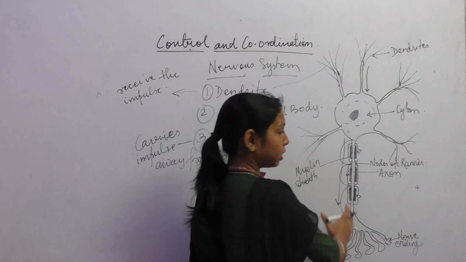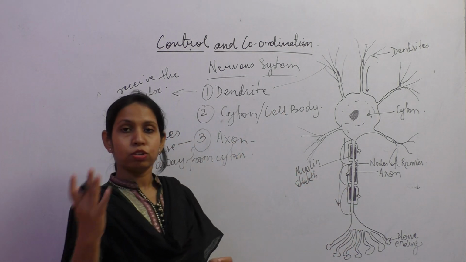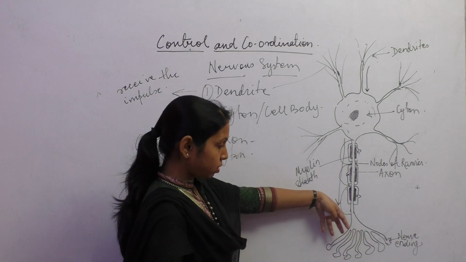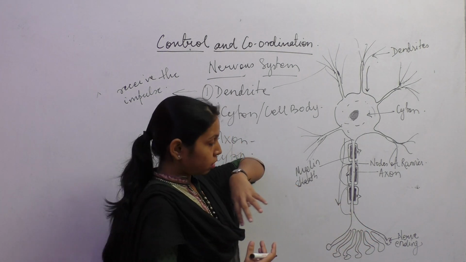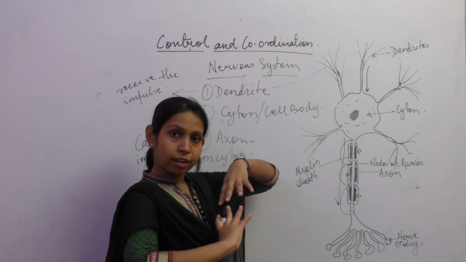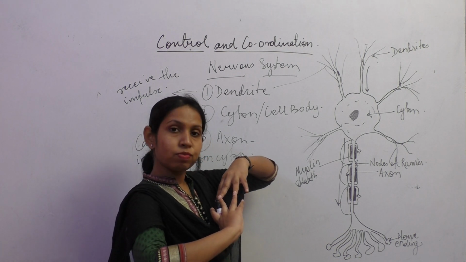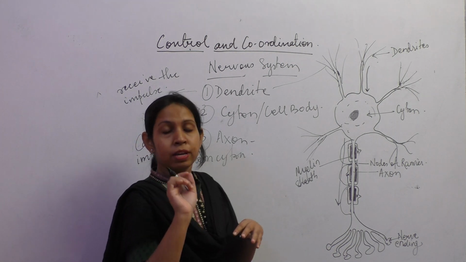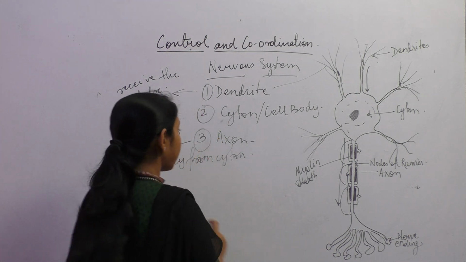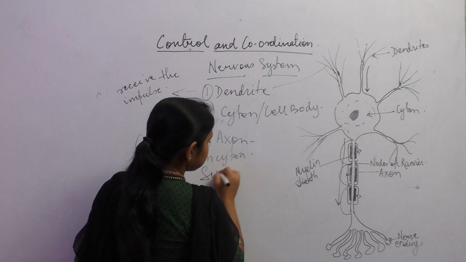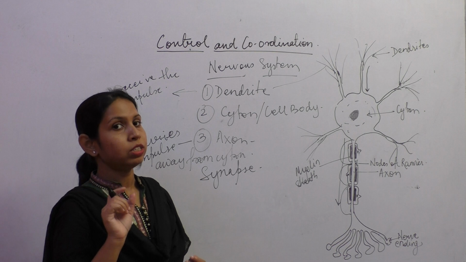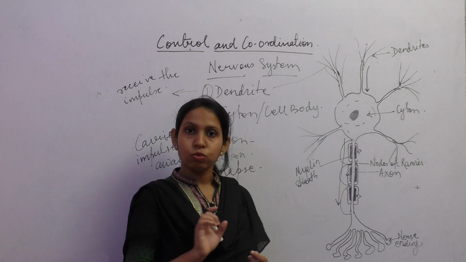Now, when it needs to travel from one neuron to another neuron, the end part of the neuron, suppose this is the nerve ending of one neuron and this is the dendrite of another neuron, they are not in physical touch with each other. There exists a small gap between the two neurons and that gap is called synapse. So synapse, we can say, is a functional junction between the two neurons.